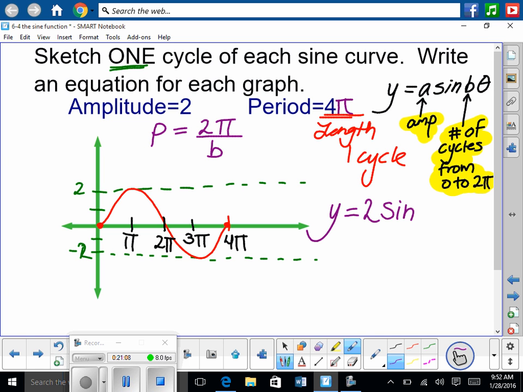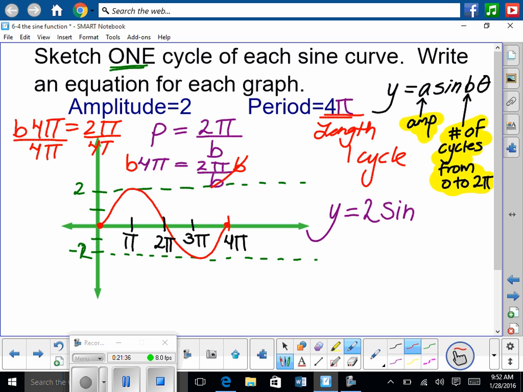Well, let me show you algebraically how it works. So we plug in a period of 4 pi. That would be 4 pi is equal to 2 pi over b, right? So then we're solving for b, because b stood for number of cycles. So I multiply both sides by b, so that I don't have a variable in a denominator. And then right here I have b times 4 pi is equal to 2 pi. Now solving for b, I would divide by 4 pi. Divide by 4 pi. So we get b is equal to 1/2, the pi's divide out.